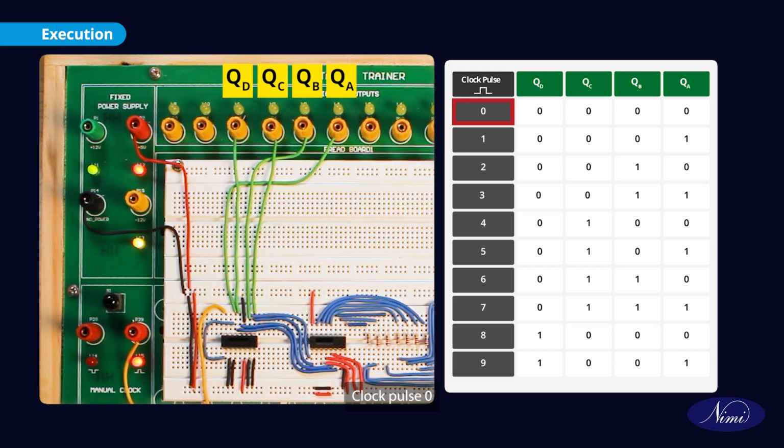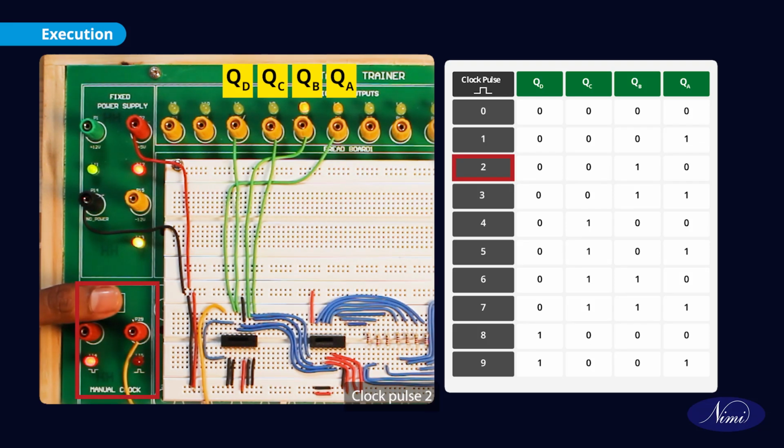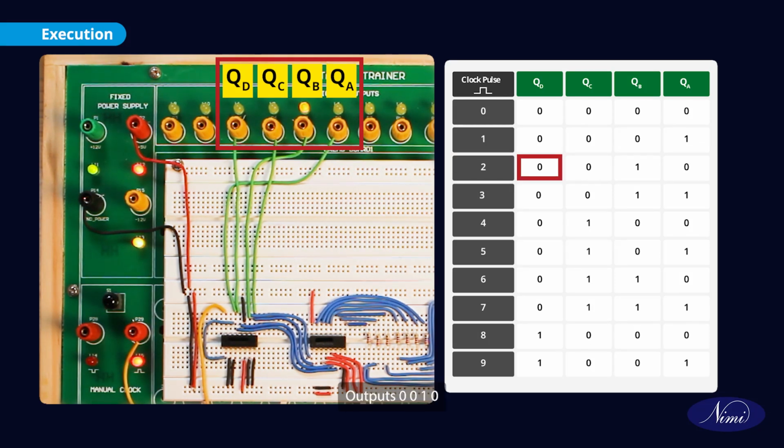Clock pulse 0, outputs 0, 0, 0, 0. Clock pulse 1, outputs 0, 0, 0, 1. Clock pulse 2, outputs 0, 0, 1, 0. Clock pulse 3, outputs 0, 0, 1, 1. Clock pulse 4, outputs 0, 1, 0, 0.